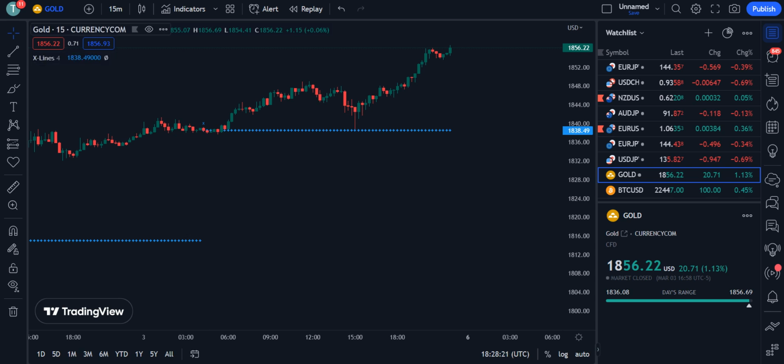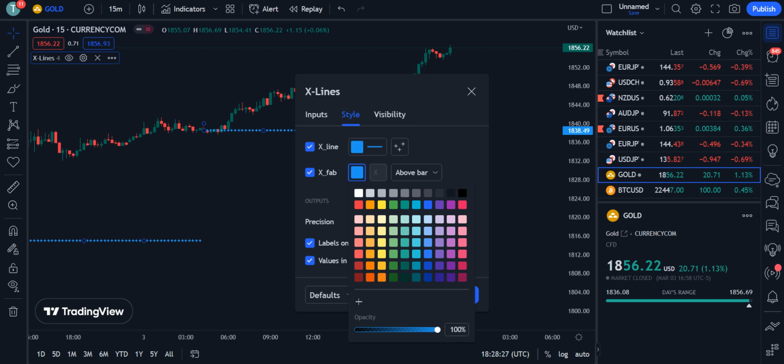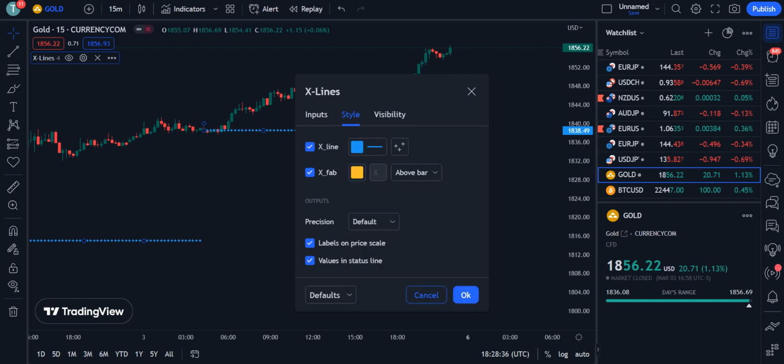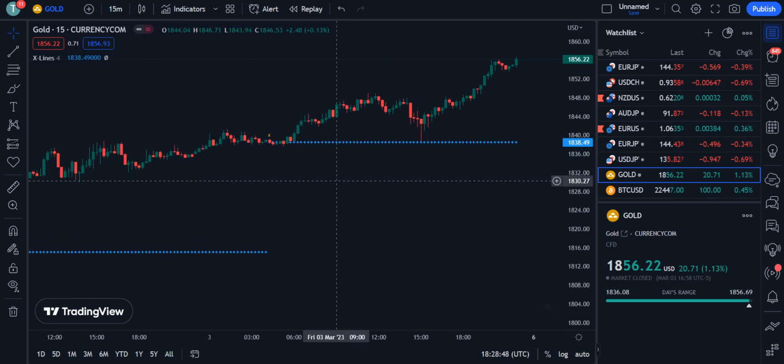But here I will tell you how to change a few of the settings. I want to change the X label color, for example, let's say yellow is better, and I will change it. Click OK, and the rest of the things I want the same. As you can see, now we find this X label in yellow color, so it is a bit more prominent.